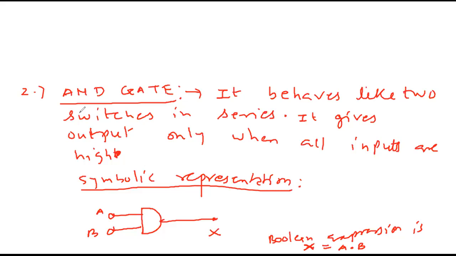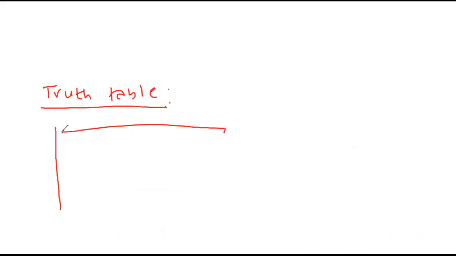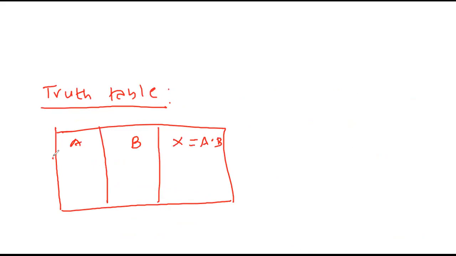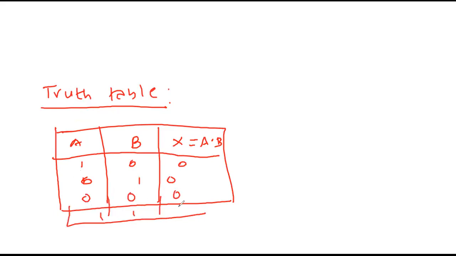Done, sir. And write the truth table. A, B, X is A dot B. 1, 0 gives 0; 0, 0 is also 0; but 1, 1 is giving output. Right, truth table.